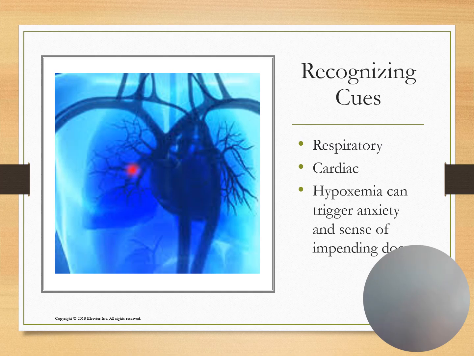And of course, hypoxemia can trigger anxiety and that sense of impending doom. We'll also do a lab assessment, and we'll be looking at the metabolic panel, troponin, a BNP, the D dimer. ABGs may show if there is respiratory alkalosis, and the FiO2 PaO2 ratio is going to begin to fall.